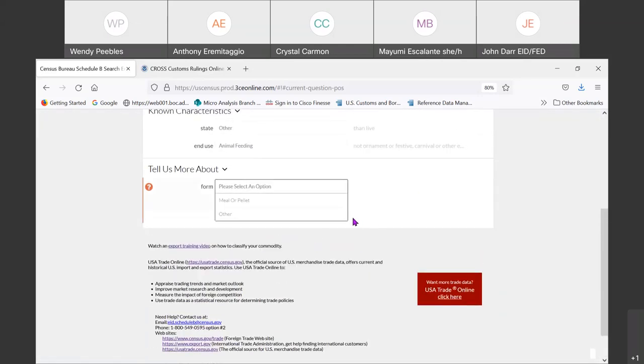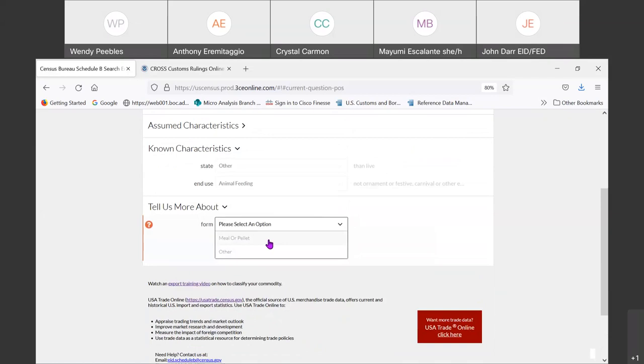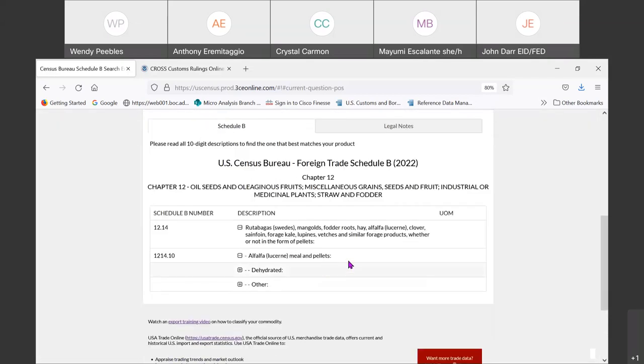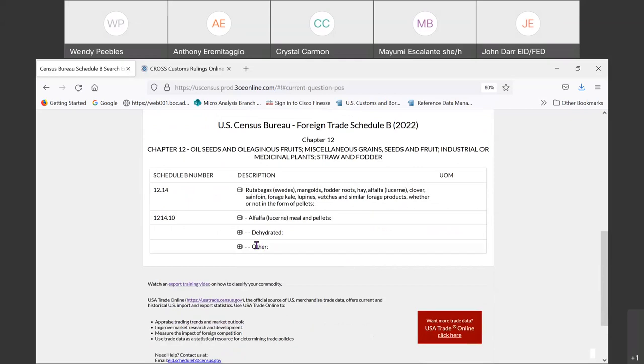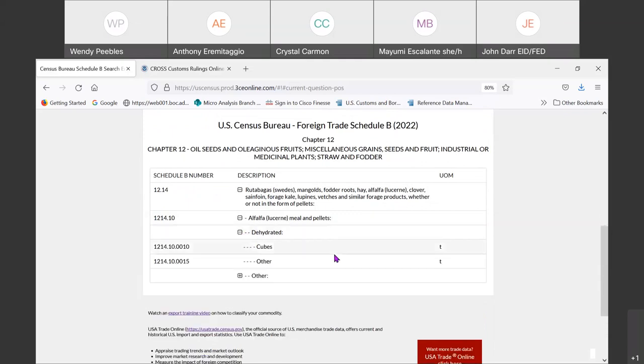Okay, so is it meal or pellet, or is it something other than meal or pellet? Like what form is it in? Well, it's in a pellet, yes. It's a pellet, okay. Is it dehydrated or is it not dehydrated? It's dehydrated. So we'll click on dehydrated to open that section.